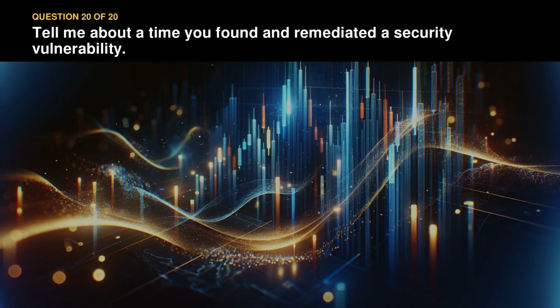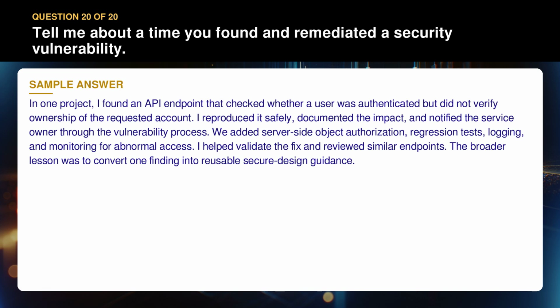Question 20. Tell me about a time you found and remediated a security vulnerability. In one project, I found an API endpoint that checked whether a user was authenticated but did not verify ownership of the requested account. I reproduced it safely, documented the impact, and notified the service owner through the vulnerability process. We added server-side object authorization, regression tests, logging, and monitoring for abnormal access. I helped validate the fix and reviewed similar endpoints. The broader lesson was to convert one finding into reusable secure design guidance.